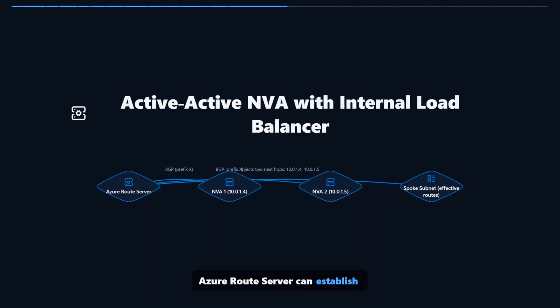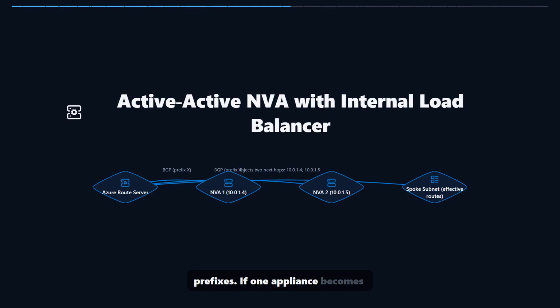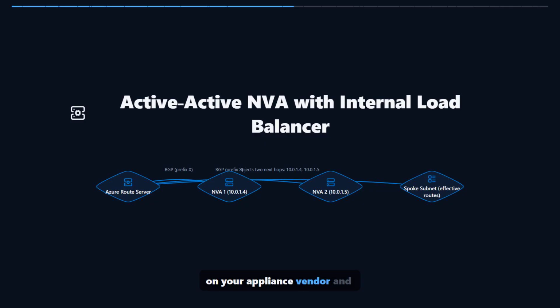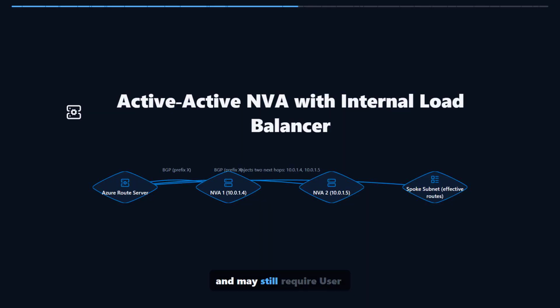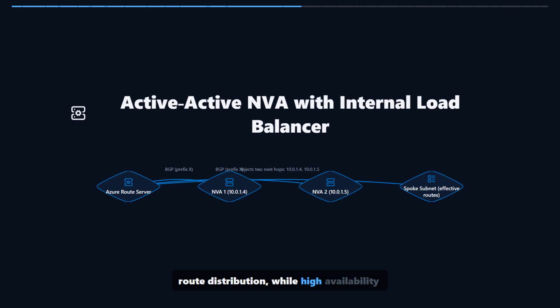Azure Route Server can establish BGP sessions with multiple NVAs that advertise the same network prefixes. If one appliance becomes unavailable, Azure can continue using the remaining advertised routes. Depending on your appliance vendor and design, you may also use an internal load balancer in front of the NVAs. That architecture has additional routing considerations and may still require user-defined routes. The important idea is that Route Server automates route distribution, while high availability depends on the overall network architecture you choose.